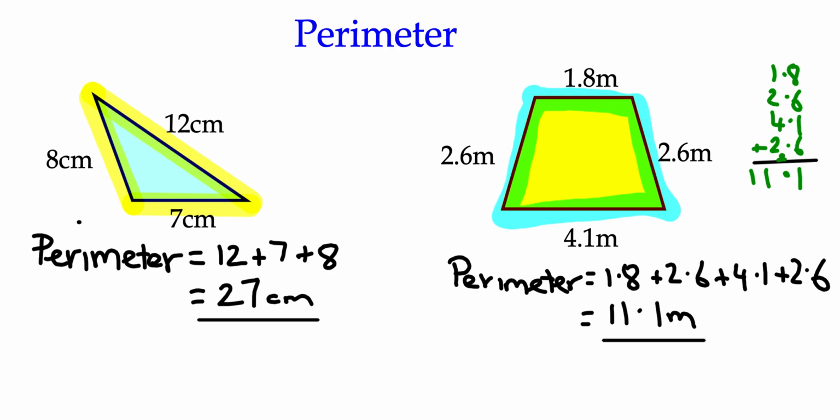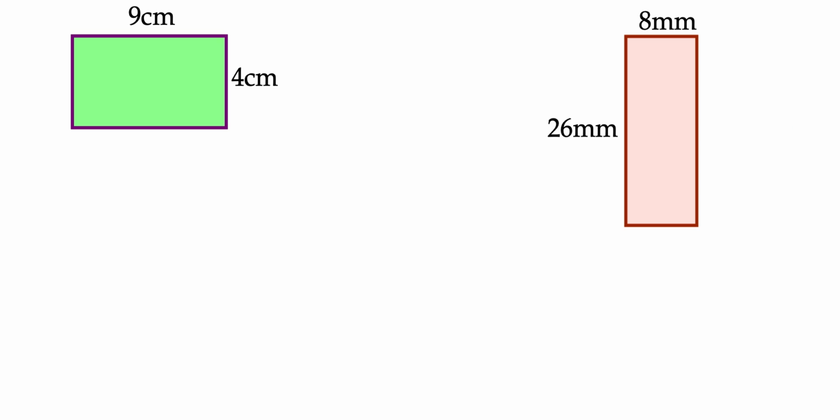Okay, so that's how we find the perimeter. I want to just show you one other little situation that occurs when we're dealing with rectangles, because it's quite a common shape to work out the perimeter of. So I'm going to show you two different ways to work it out. You might find one is better than the other.